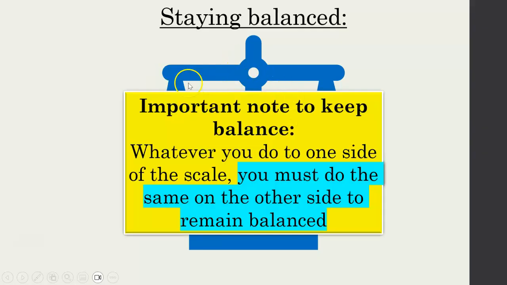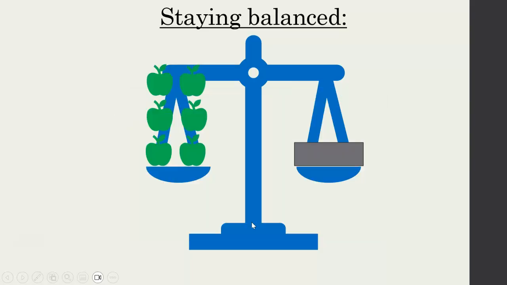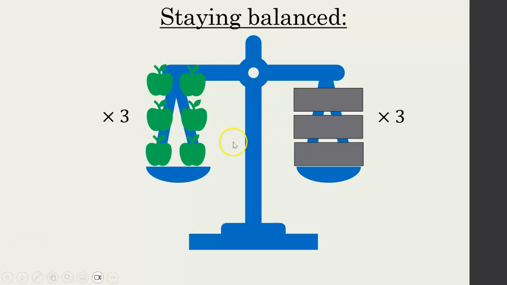So why am I talking all about weighing scales? Well, this is the important note to keep balance. Whatever you do to one side of the scale, you must do the same on the other side to remain balanced. So in the previous example, when this started off as balanced, if I added 4 apples, or I multiplied it by 3, I have to do the exact same to this side to make it balanced. So whatever I do to one side, I do have to do to the other side.